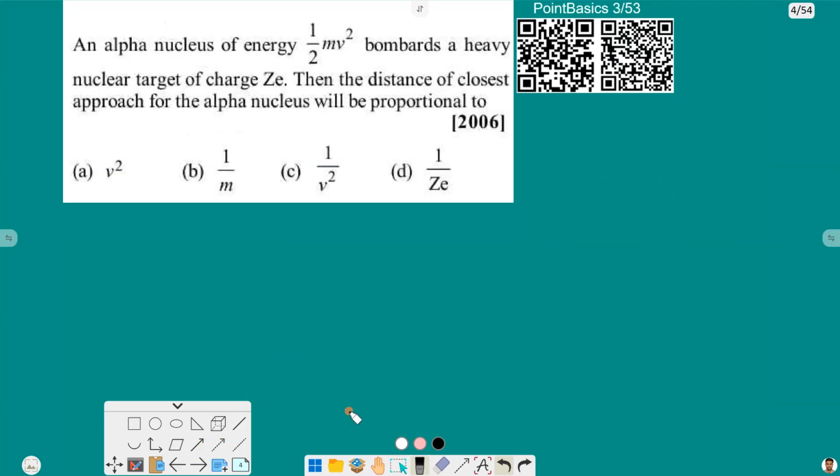Moving ahead. An alpha nucleus of energy half mv square bombards a heavy nucleus target of charge Ze. Then the distance of closest approach of the alpha nucleus will be proportional to what?